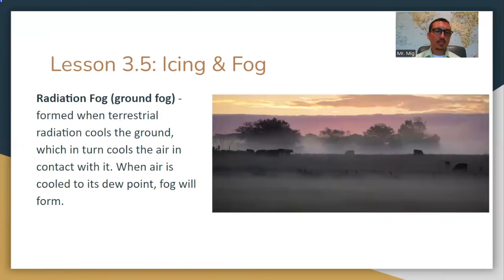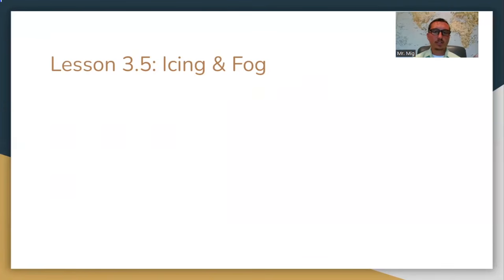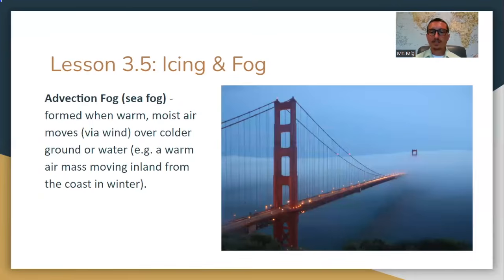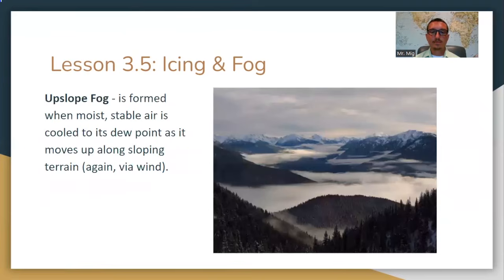Icing fog or radiation fog. We already talked about that one. I'm just giving you pictures at this point. That's advection fog, sea fog, that's like San Francisco gets a lot of that. There's some mountains of that upslope fog.